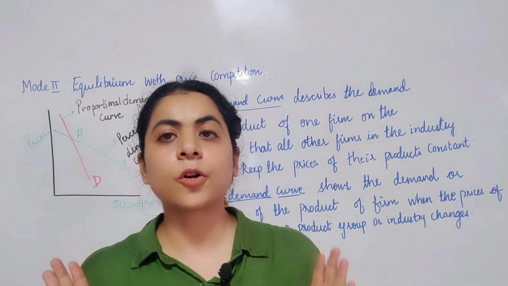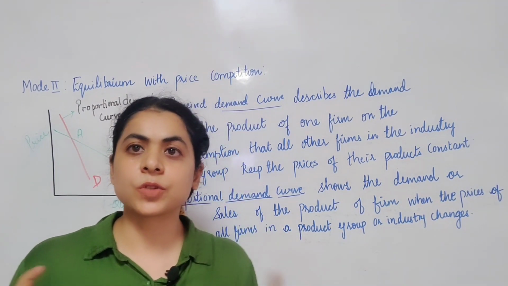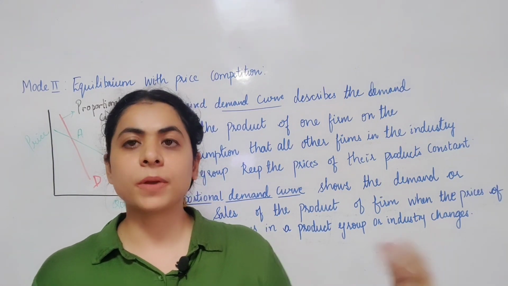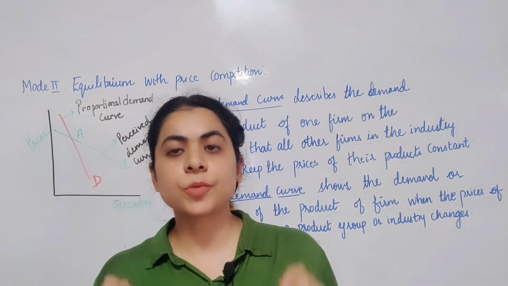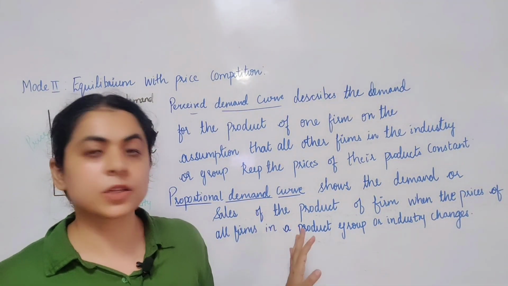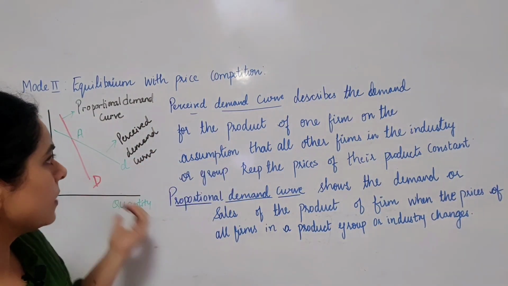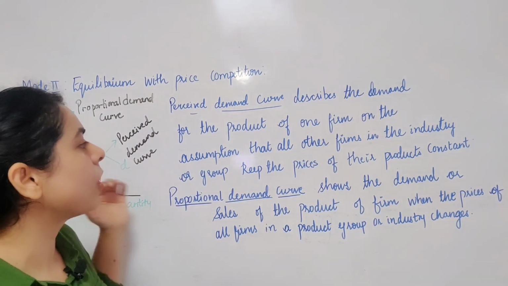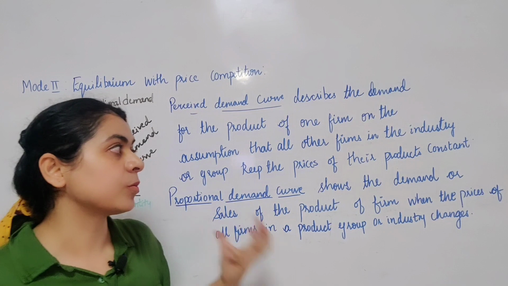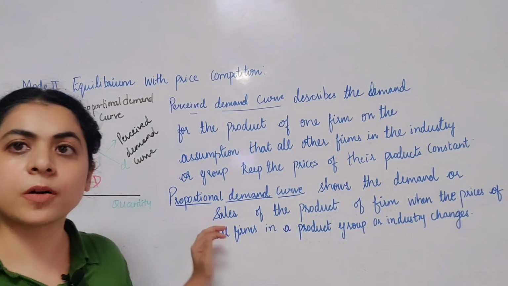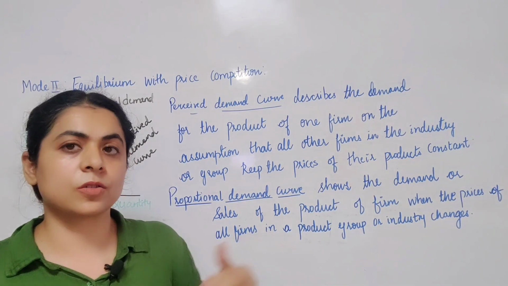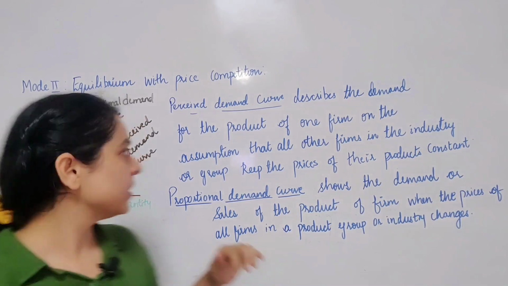In the second model, the number of firms in the industry is optimal, that is, there is no entry and exit, and long run equilibrium takes place through price competition in the existing firms. Here Chamberlin has introduced the concept of perceived and proportional demand curve. Perceived demand curve describes the demand for the product of one firm on the assumption that all other firms in the industry or group keep the price of their products constant. The individual firm thinks that in case it changes the price of its product, its competitors will not react.